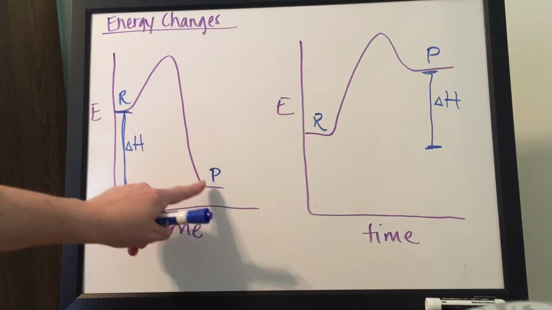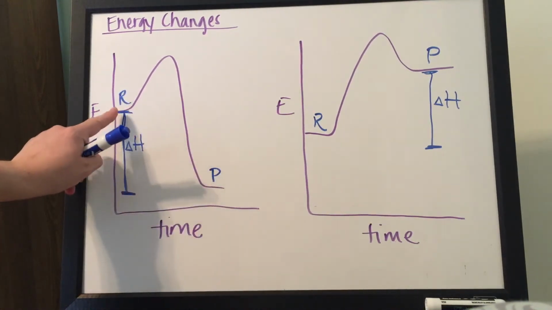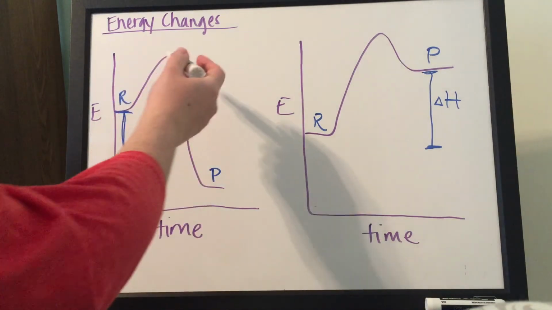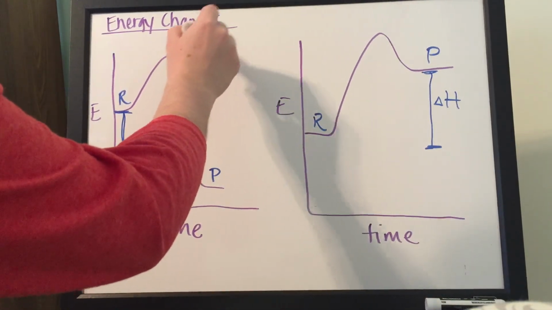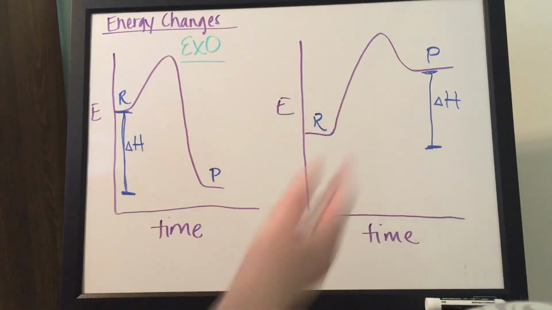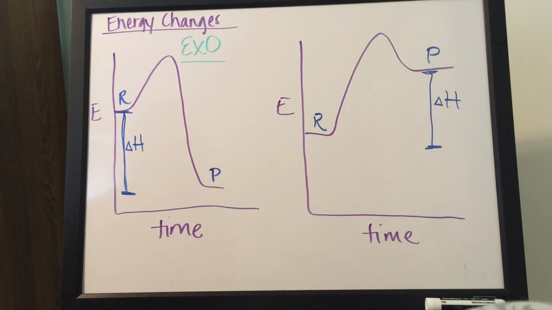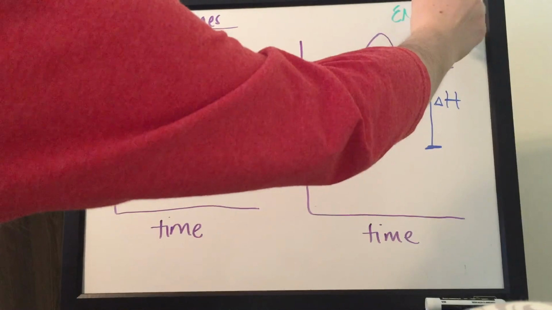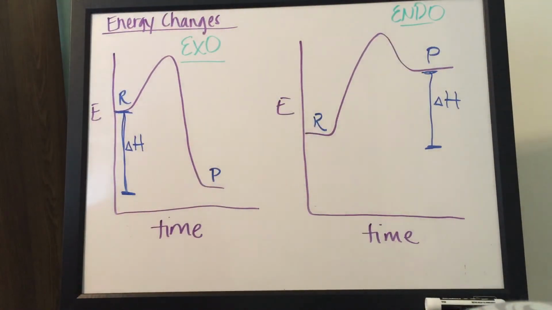In this case, the products have less energy than the reactants, so energy had to be released. So this reaction on this side is an exothermic reaction. And over here, the products have more energy than the reactants, meaning energy had to be absorbed. So this graph is a graph of an endothermic reaction.